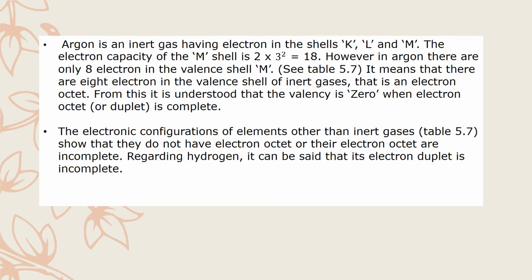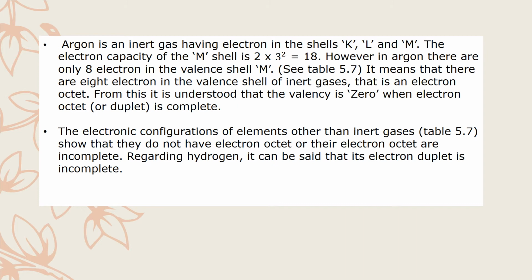Now argon is an inert gas having electrons in the shells K, L and M. The electron capacity of the M shell will be 2 into 3 square, so it will be 18 electrons, because 3 square is 9 and 9 twos are 18. However, in argon there are only 8 electrons in the valence shell, that is the M shell. So it means that there are 8 electrons in the valence shell of inert gases, that is an electron octet. From this it is understood that the valency is 0 when the electron octet or duplet is complete.